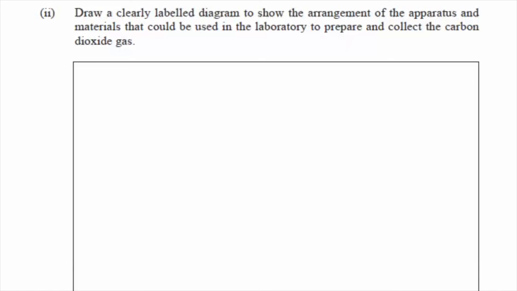And in terms of collection as well, we don't want to dry it with calcium oxide because calcium oxide is basic. Carbon dioxide is an acidic gas. It's an acid anhydride, so it would react with the calcium oxide. So that will govern how we go about collecting, what we use for drying, and the type of delivery. So let's see if we can get the apparatus on this.